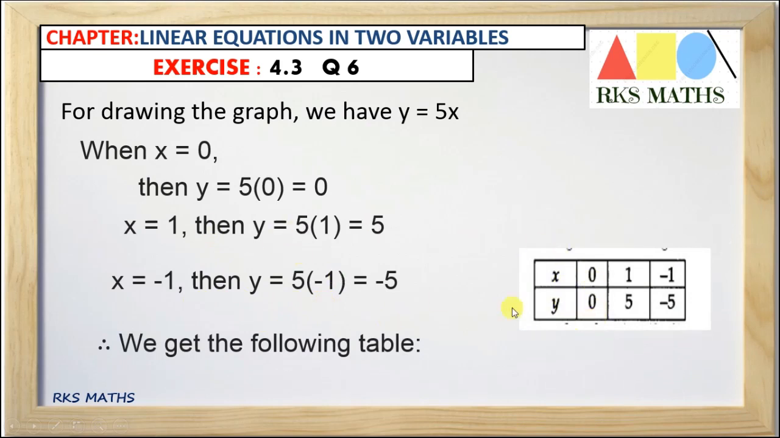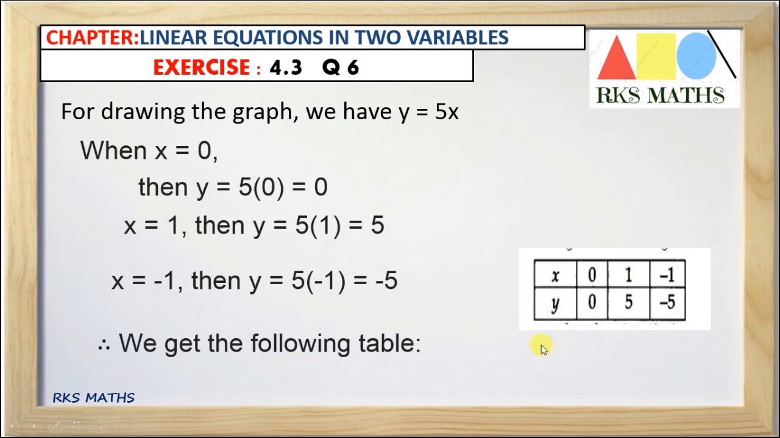We have put all the values in a tabular form. That is, in the first case, when x is equal to 0, we get y is equal to 0, so x is equal to 0, y is equal to 0. Secondly, when x is equal to 1, we got y is equal to 5, so we put x is equal to 1 and y is equal to 5. In the third case, we have taken x is equal to -1, and the result was -5, so we have put here -5.